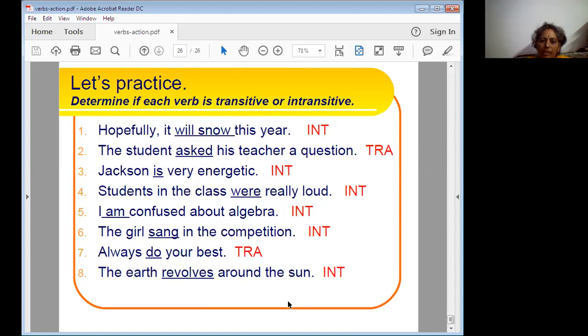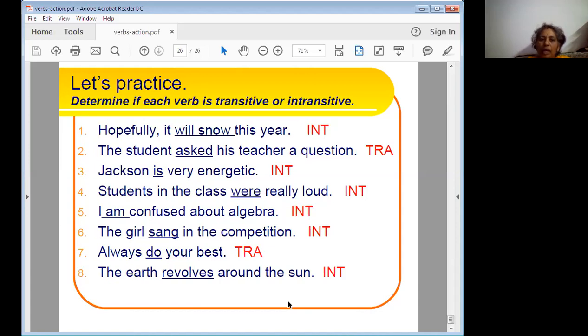Students in the class were really loud. Intransitive. I am confused about algebra. Intransitive. The girls sang in the competition. Intransitive. Always do your best. Transitive. The earth revolves around the sun.